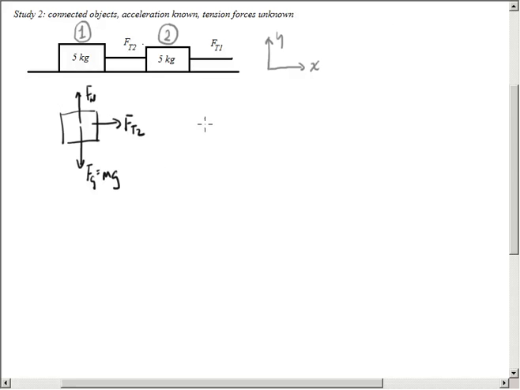Now, let's go ahead and draw the free body diagram associated with this particular object, object 1. So we're representing the object as simply a particle. We of course have our force of gravity and our normal force and the force of tension.